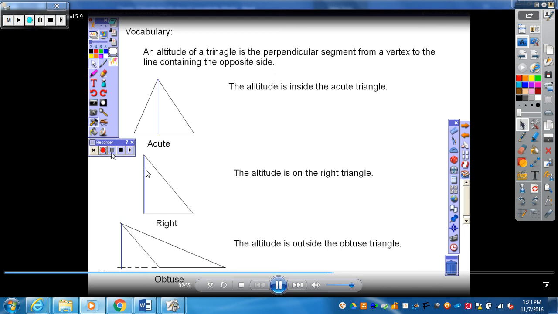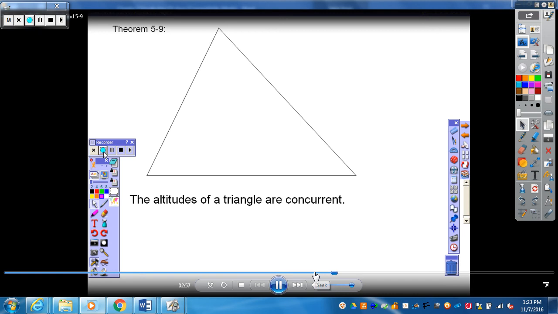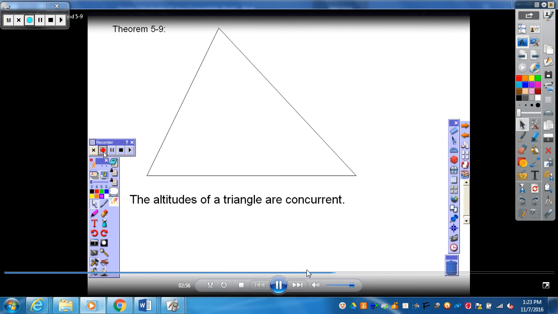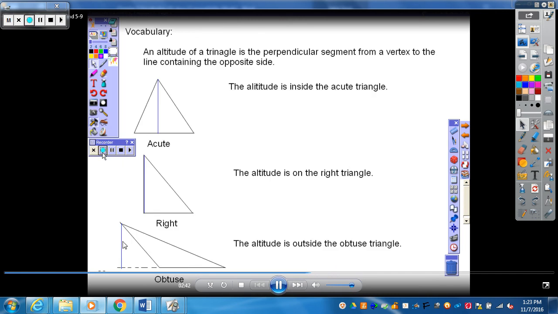In a right triangle, we can use one of the sides, one of the legs. So this leg would be an altitude, or this leg would be an altitude. And in an obtuse triangle, if I want to know how tall the triangle is, I have to go outside the triangle. So this is a segment perpendicular to the opposite side, a line containing the opposite side. Hopefully that made sense to you. Now what's interesting is I only put one altitude in here.